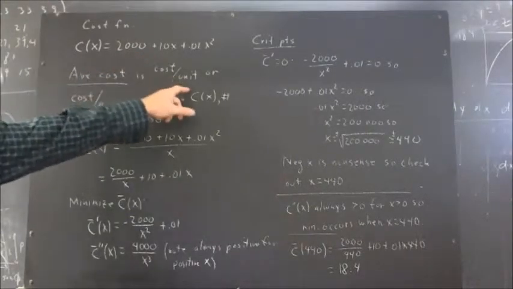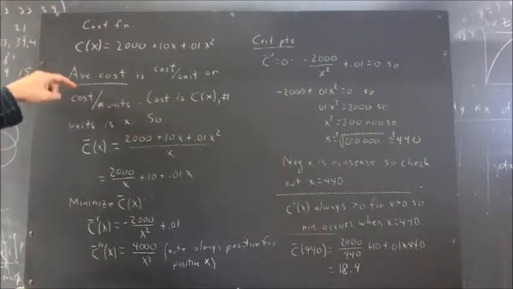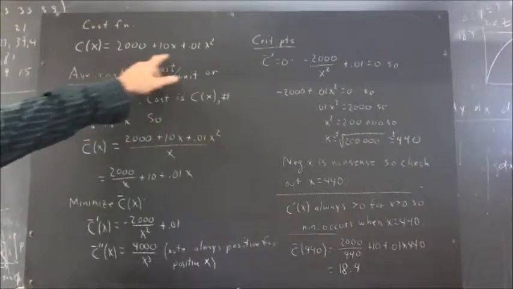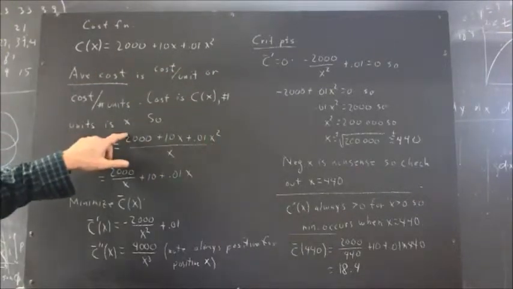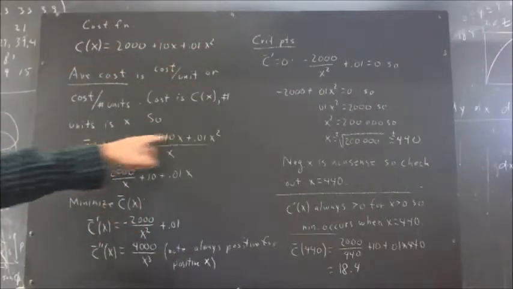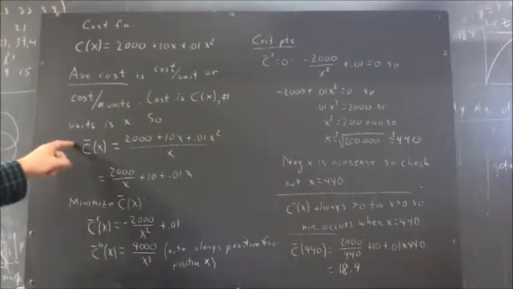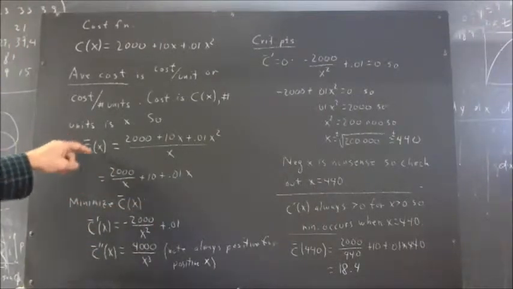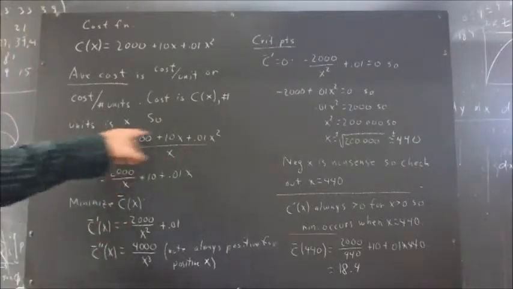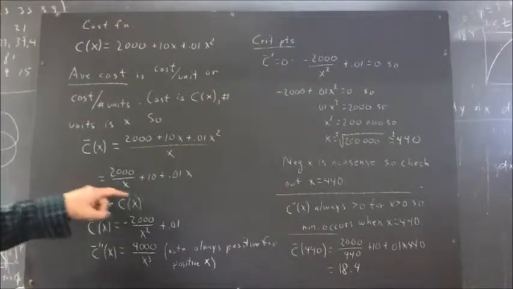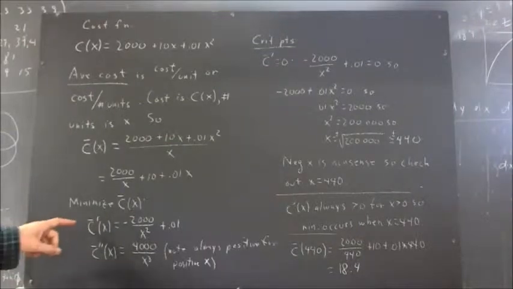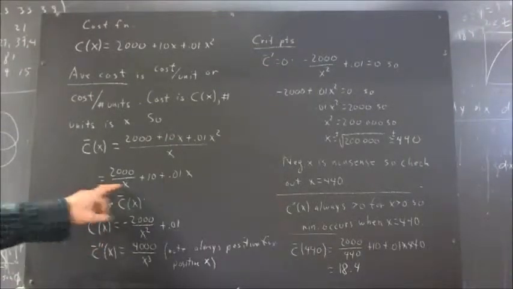It's the cost per unit, or equivalently, just divide the cost by the number of units. Cost is your C of x, there's your cost function, and the number of units is x. So this is the cost of x units. Dividing that cost by the number of units gives us the average cost, which I designate C bar of x. Now, distributing the multiplication by 1 over x through, we get 2,000 over x plus 10 plus 0.01x. Now, we want to minimize the average cost, so we want to minimize this function.